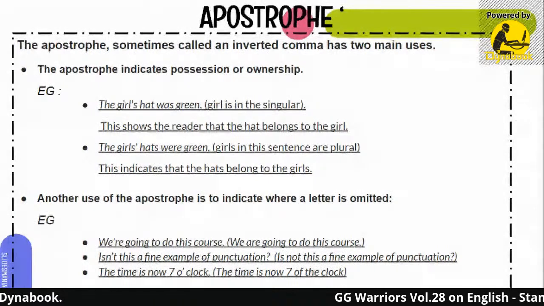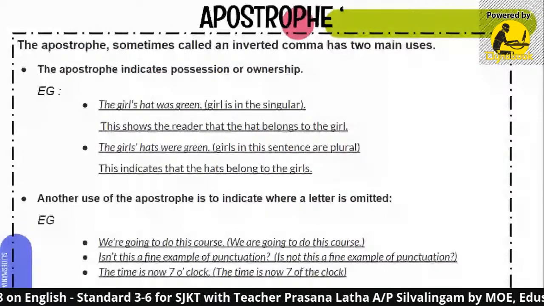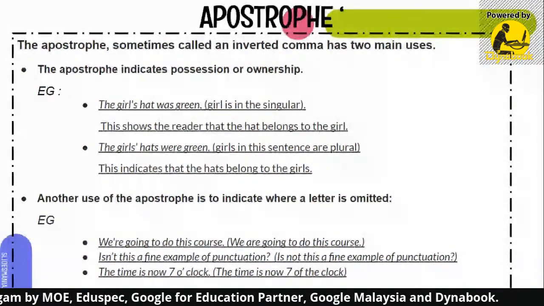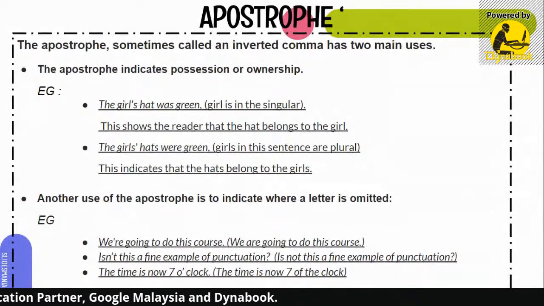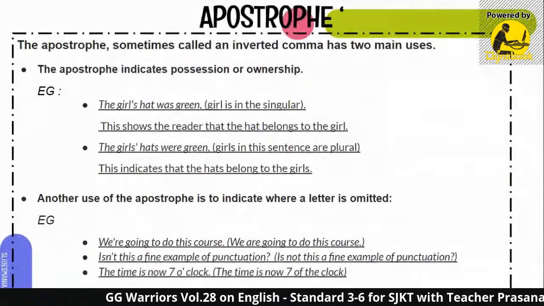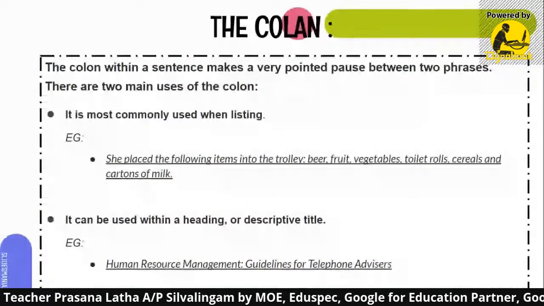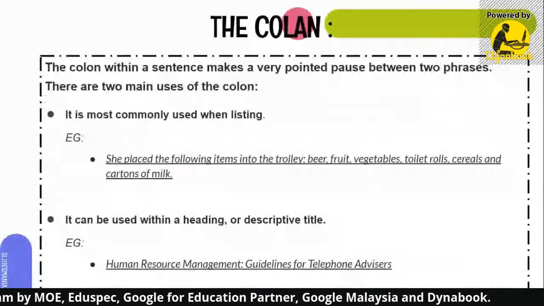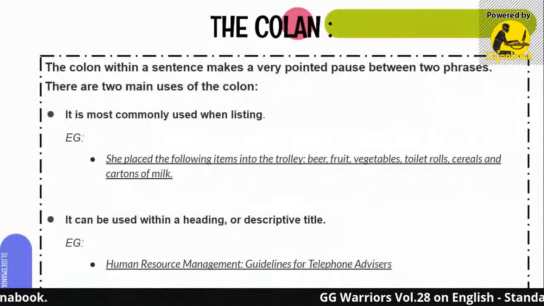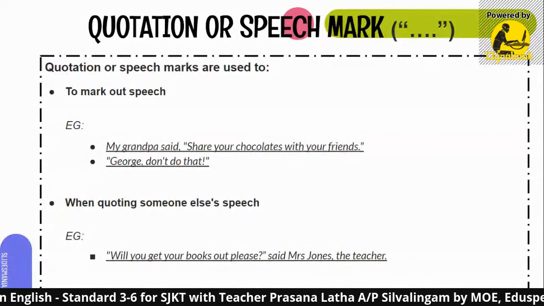For example, "we are" is two words, we can combine them and make it one word, by omitting the A and making it "we're". We're going to do this course. There are more examples. Another one is "is not", we can make it "isn't" by omitting the O. The next one would be the colon. The colon will be used under two conditions. The first one is when we are doing listing. The second one is when we have a descriptive title or heading. Speech marks are used when we want to mark out a speech or to quote someone's speech in a sentence.